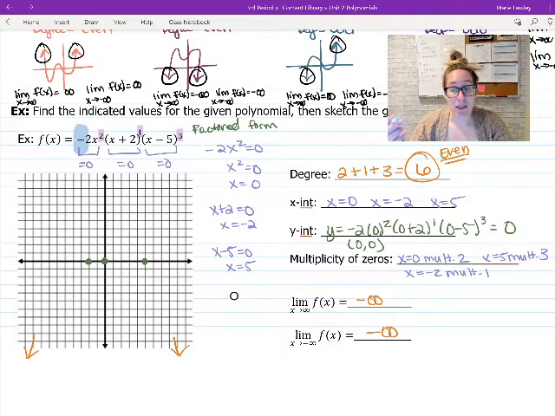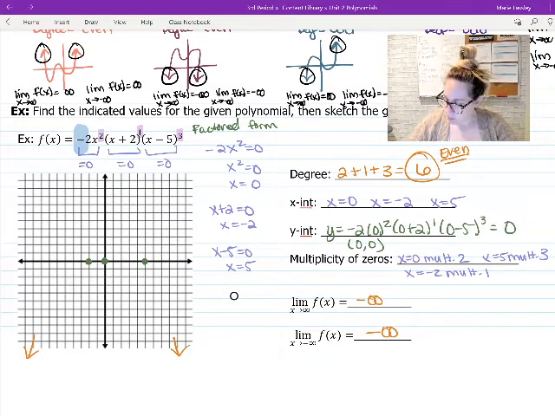So when x equals 0, multiplicity of 2, that means it's going to bounce at that point and it's not going to go straight through. 5 having a multiplicity of 3 means it's going to wiggle through that point, and negative 2 having a multiplicity of 1 means it's going to go straight through. This is kind of challenging to get the hang of at first, but remember, your graphs don't need to be exactly beautiful. They just need to have the right kind of direction as it goes through those intercepts.